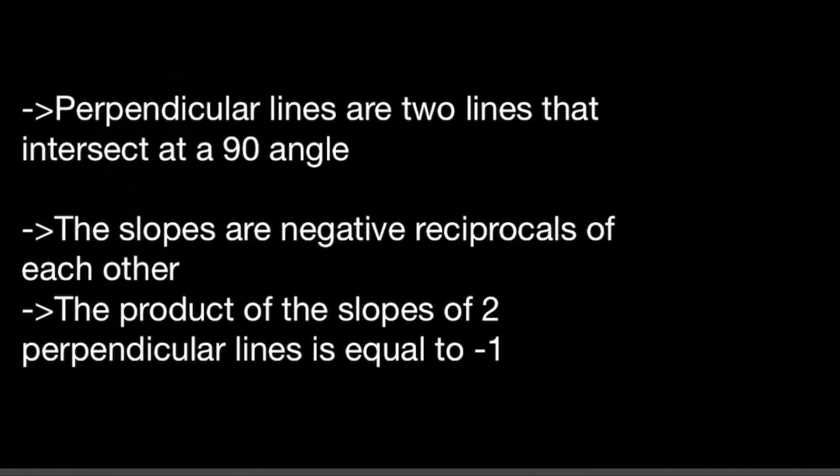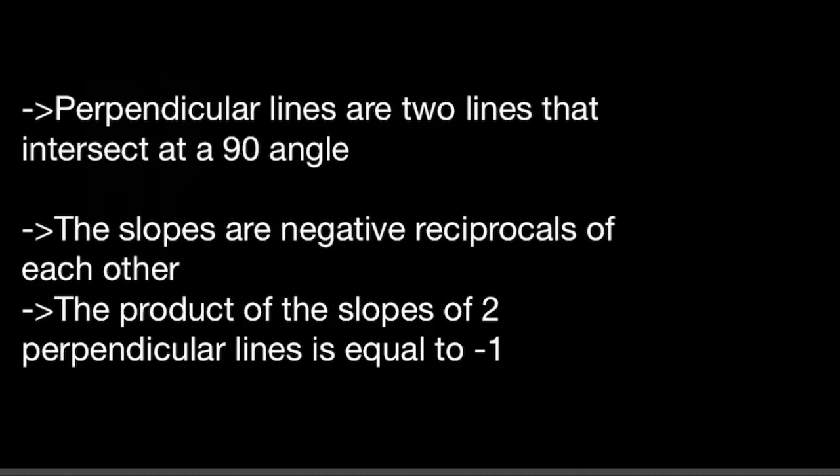Now, let's go over perpendicular lines. Perpendicular lines are any two lines that intersect at a 90-degree angle, right? And the slopes of these lines are a little different than parallel lines. So in order to tell if two lines are perpendicular, the slopes are going to be negative reciprocals of each other. And the product of the slopes of the two perpendicular lines is going to be equal to negative 1.